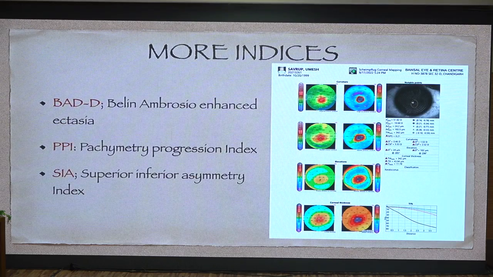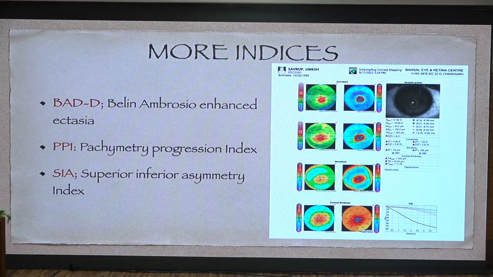Some more indices. One very important index is the Belin-Ambrosio enhanced ectasia. So this helps us to diagnose patients of keratoconus, because this gives us some enhancement using 2 different graphs, and then the difference between the basic and the special graph. So if there are red areas, that will indicate that the patient has keratoconus.